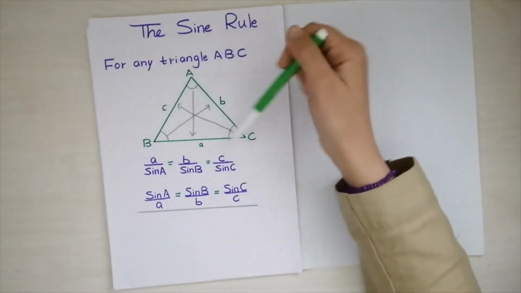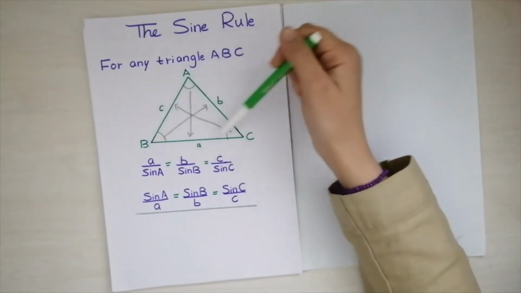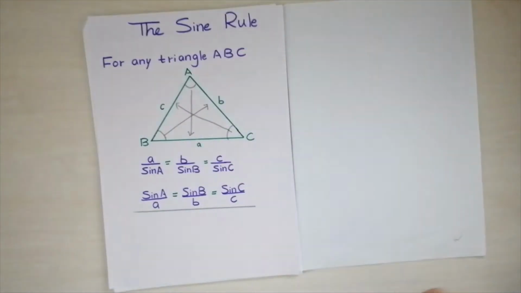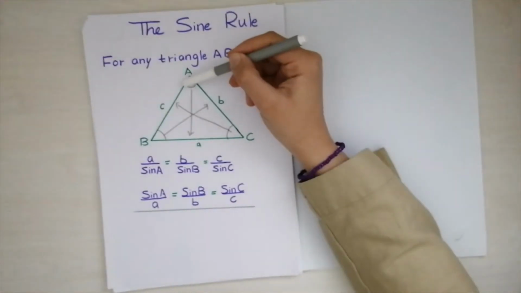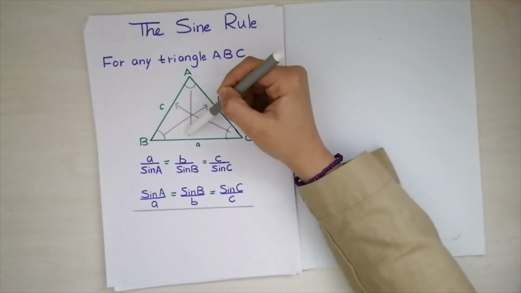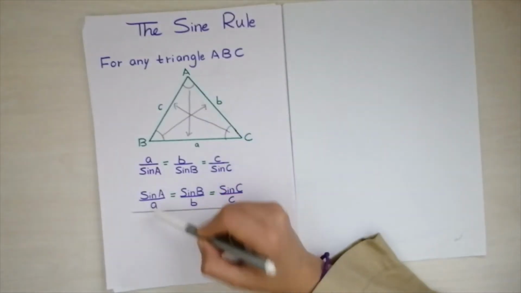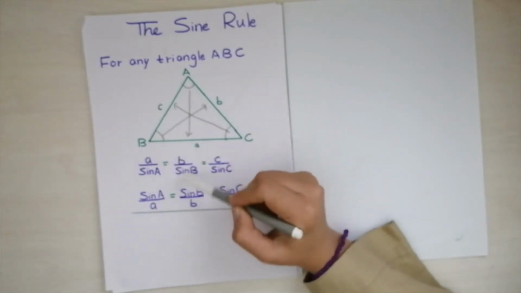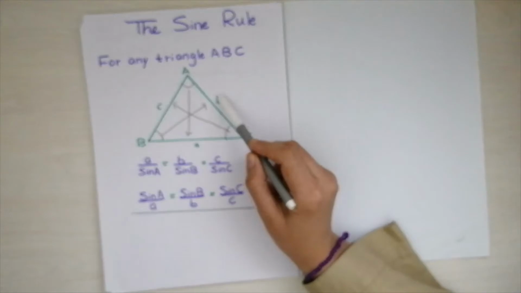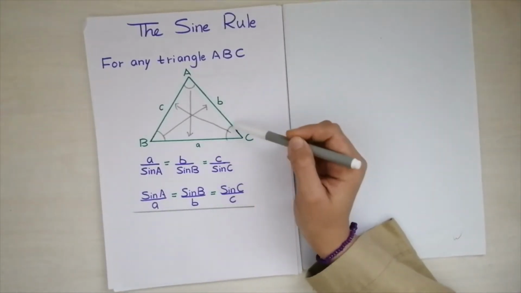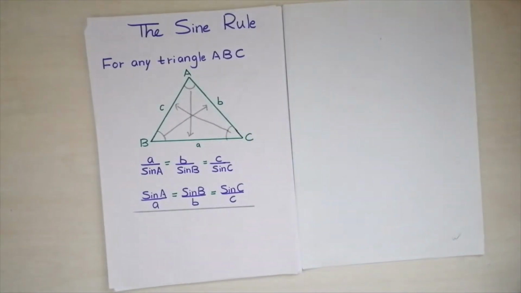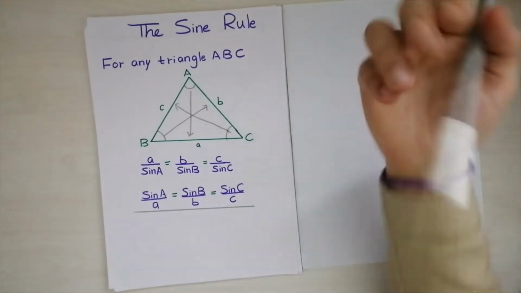The capital letters indicate the vertices or the angles of the triangle, and the small letters indicate the length of the sides. So the sine rule says that sine the angle A over the opposite side, which is small a, is equal to sine the angle B over the opposite side, which is small b, and this is equal to sine the angle C over the opposite side, which is small c.